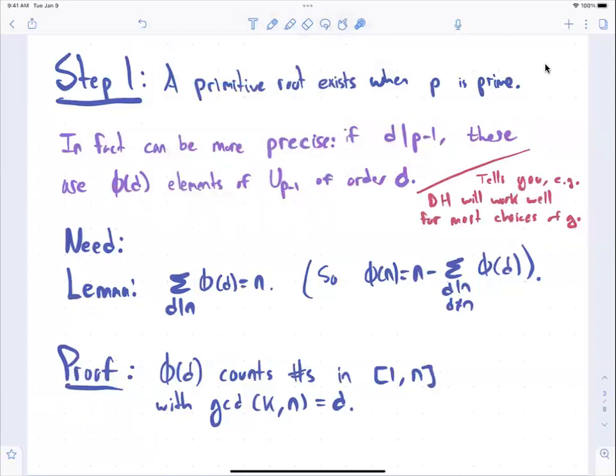Okay, so we want to prove this statement. We want to prove that there are phi of d elements of order d in U_p.